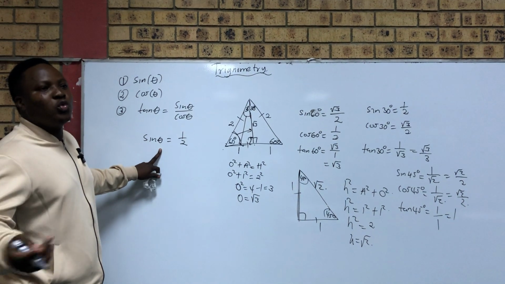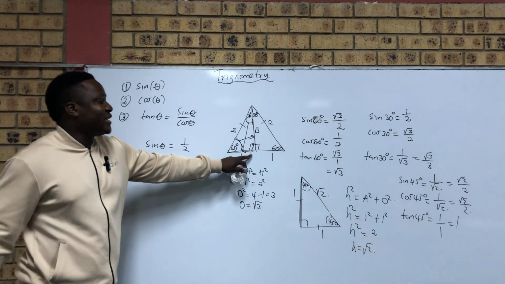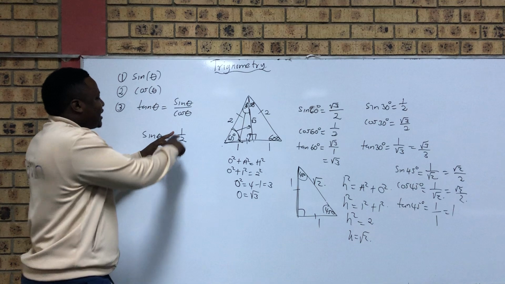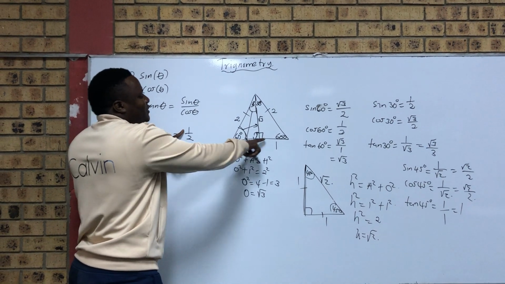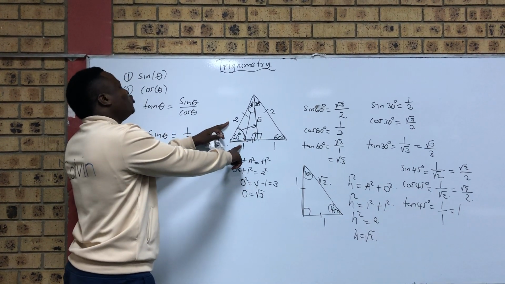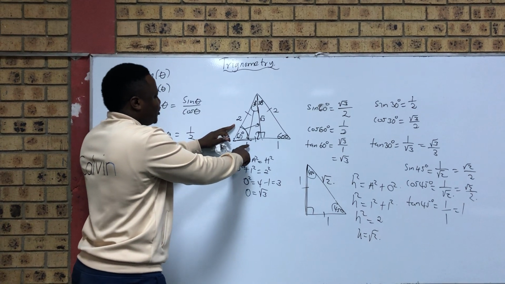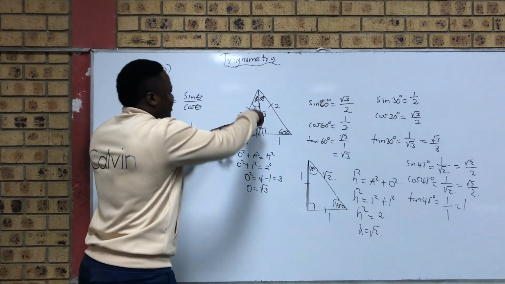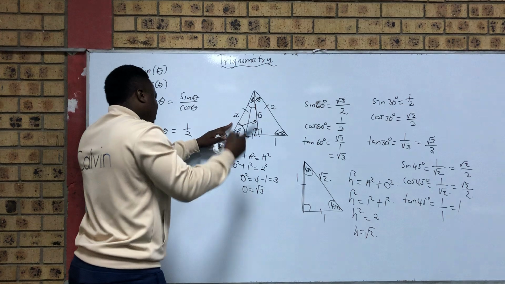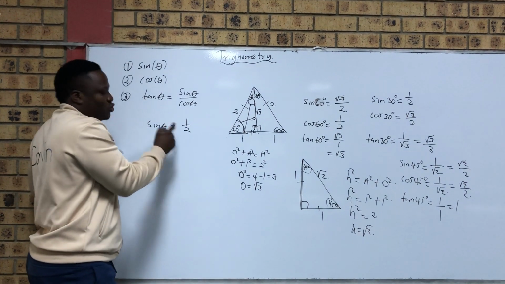So which means you need to draw an isosceles triangle, and check the side where 1 is the opposite, and 2 is the hypotenuse. And then you will check this 1 is the opposite of 30, and then the hypotenuse is 2, which means this theta is going to be 30.